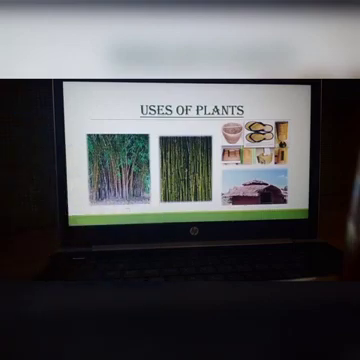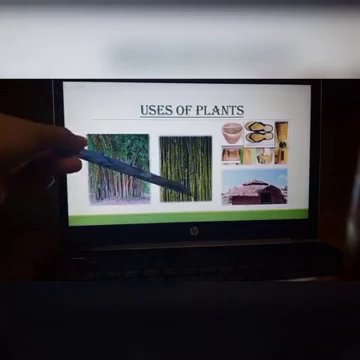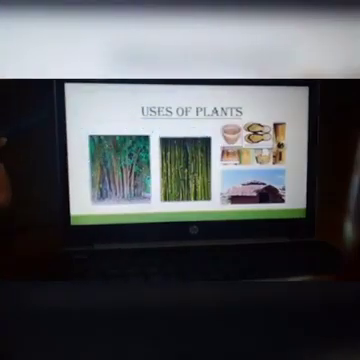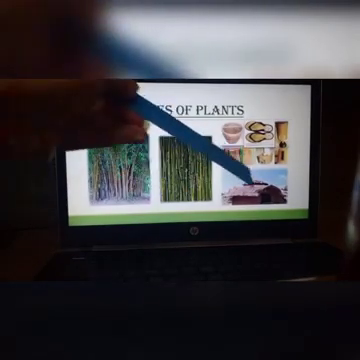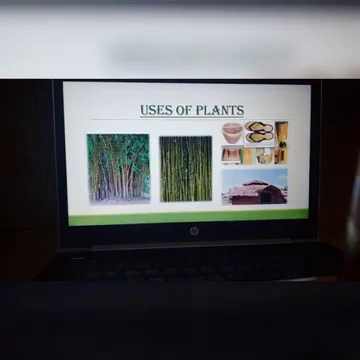So first, plants are used as food by human beings and animals. Second, people use bamboo plant and reed plant to make various items like decorative items, paper, sleepers, baskets, roofs of huts, and it is also used as manure. So these are the uses of plants, how we can use plants in various ways.